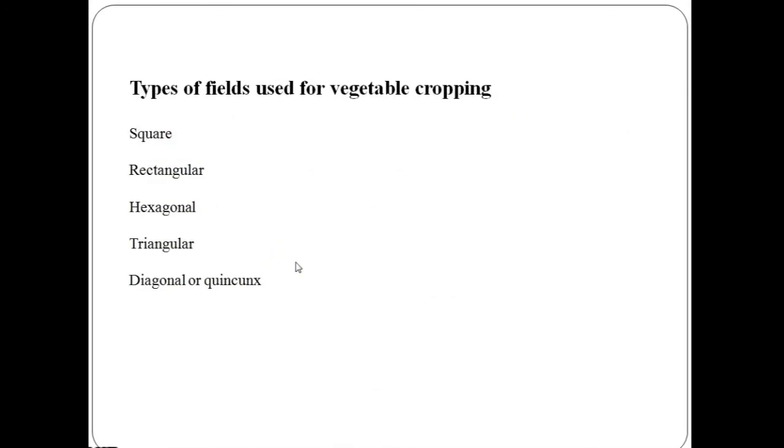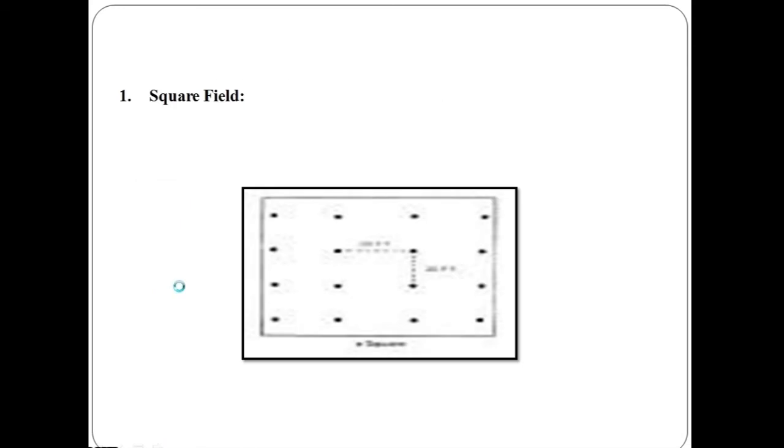Now let us see the different types of field used for vegetable cropping. When we are cropping vegetables, we need to see the different types of field which are to be used. Under this we have square field, rectangular field, hexagonal, triangle and diagonal. Square field. In a square field, trees are planted on each corner of the square, but the planting distance may vary. The layout of this field can be easily made.